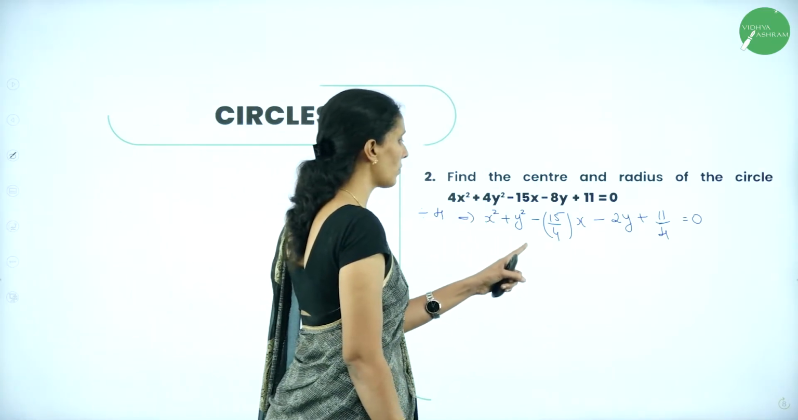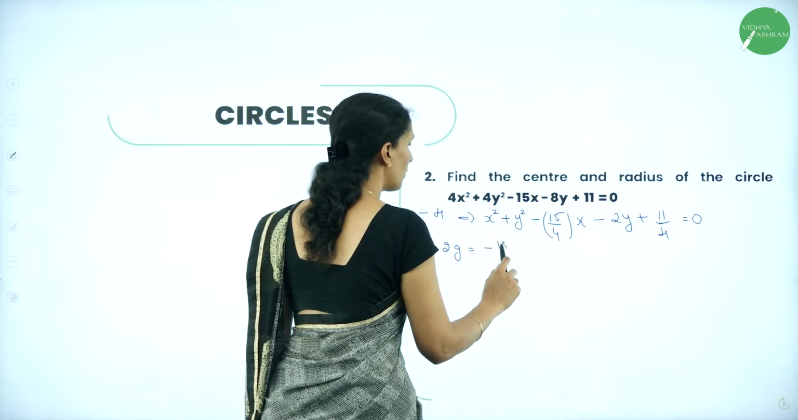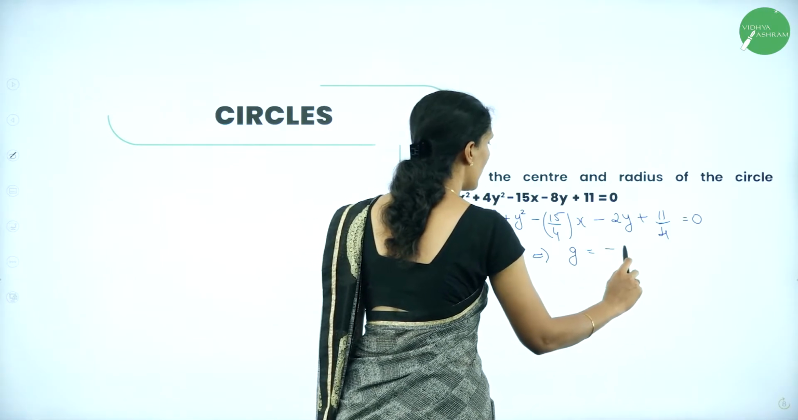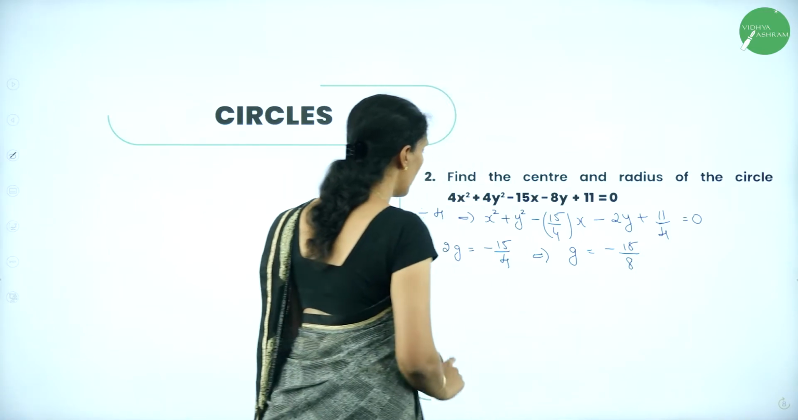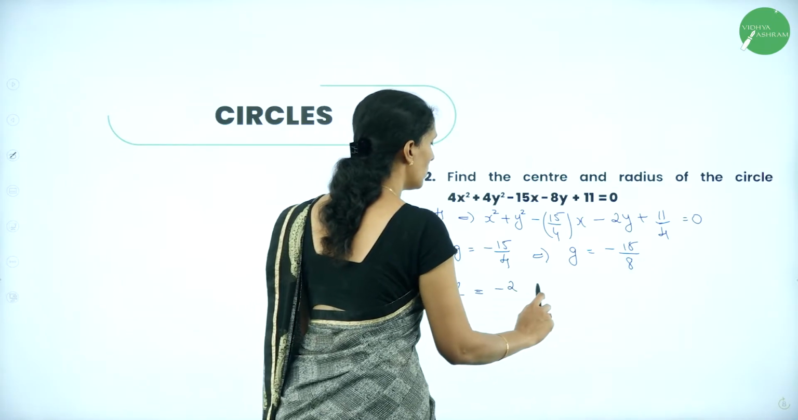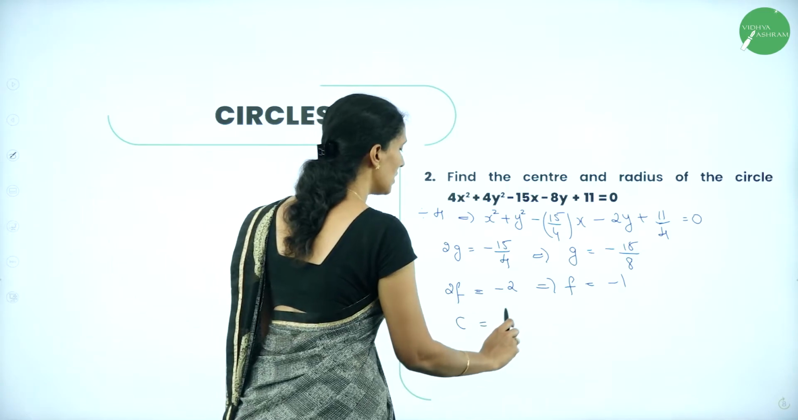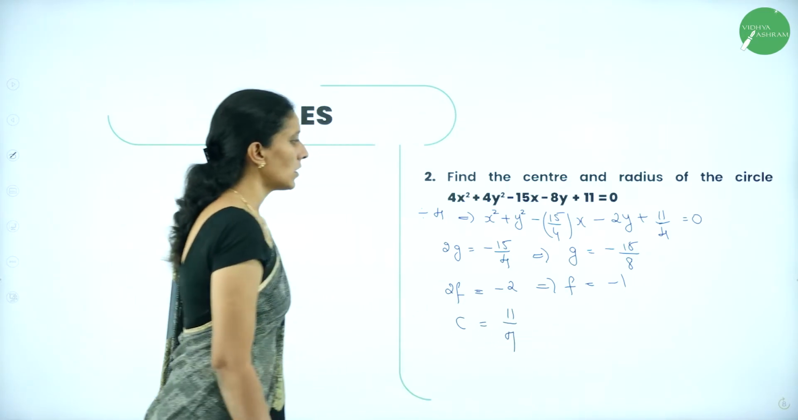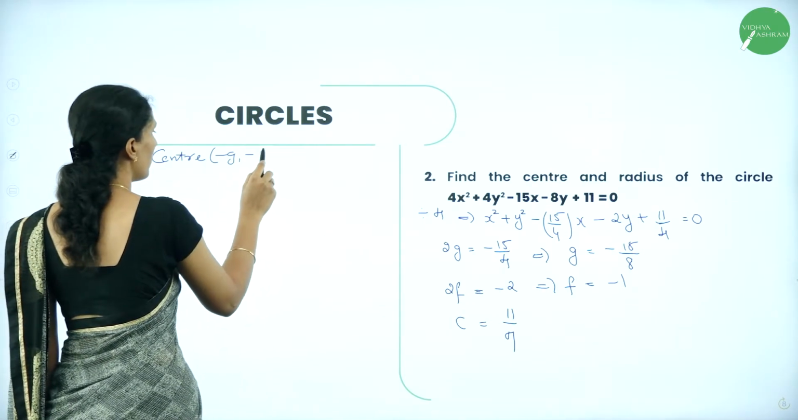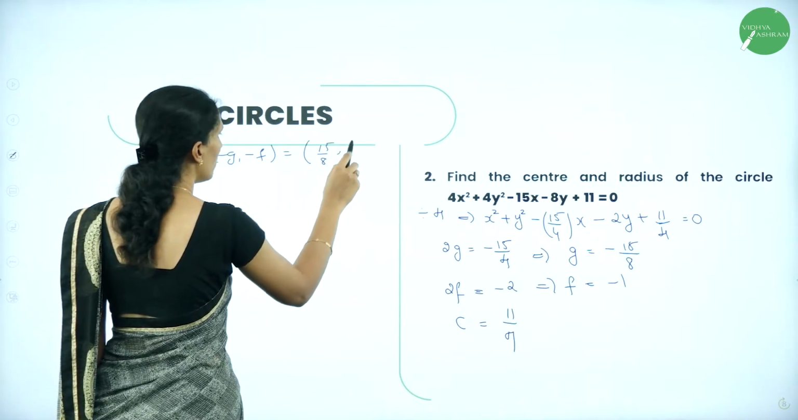Here x² + y² + 2gx. So 2g = −15/4 here. So this implies g = −15/8. Next we have 2f. 2f = −2. So therefore f = −1. Next the value of c is 11/4. So let us write the center. The center is (−g, −f), which becomes (15/8, 1).